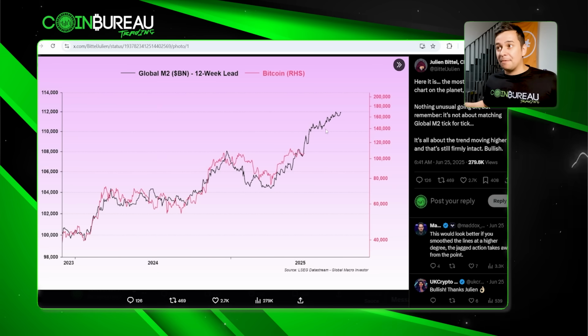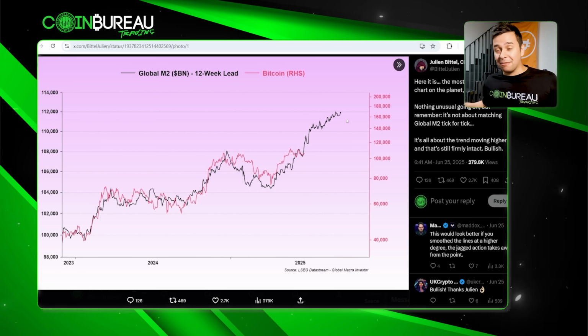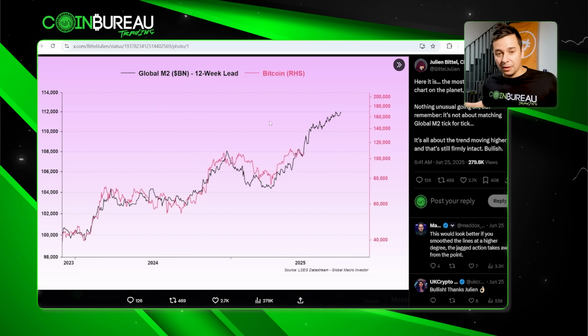If you're waiting for liquidity to top, history suggests that you could actually see liquidity top and then flatten, and then Bitcoin just continues powering higher, and you're going to be left thinking, oh my god, I sold too early, I need to buy back in, right? That's the worst feeling ever, I would say.